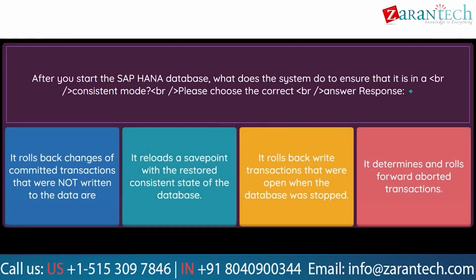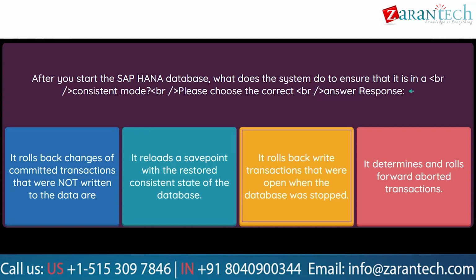Question: After you start the SAP HANA database, what does the system do to ensure that it is in a consistent mode? Please choose the correct answer. Response: Option 1: It rolls back changes of committed transactions that were not written to the data area. Option 2: It reloads a savepoint with the restored consistent state of the database. Option 3: It rolls back write transactions that were open when the database was stopped. Option 4: It determines and rolls forward aborted transactions.